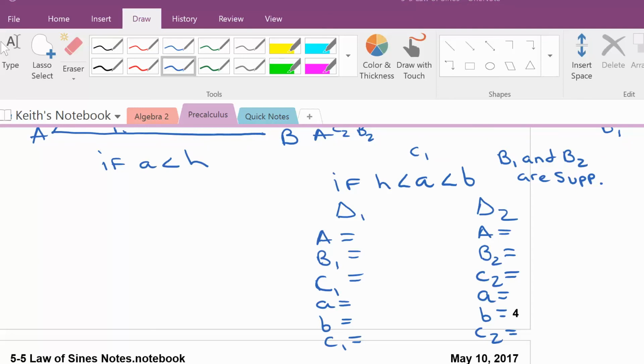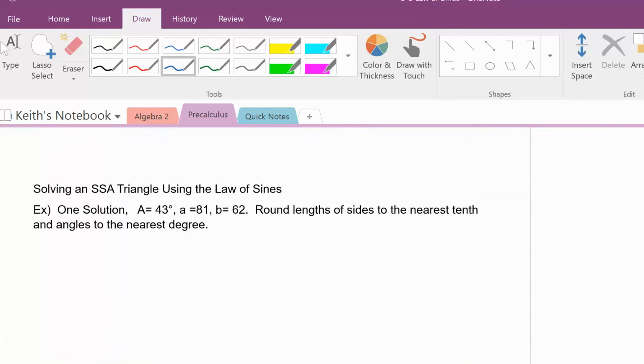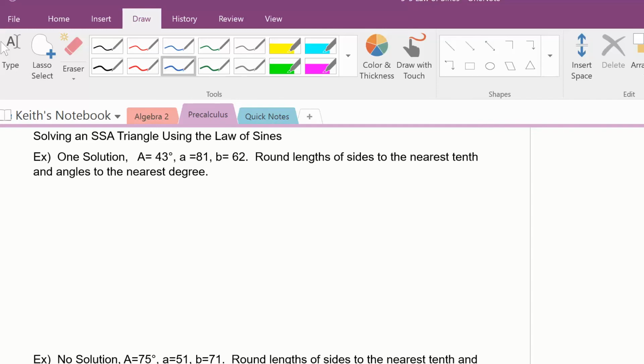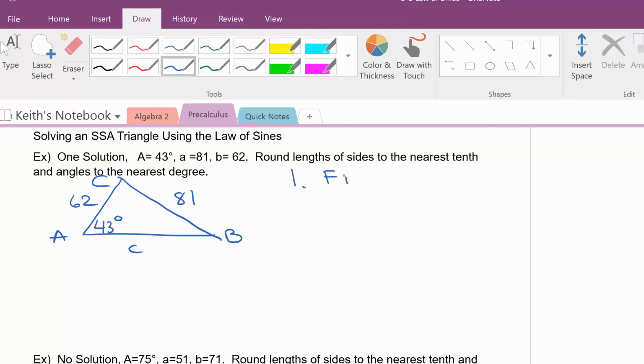So let's look at some examples. So let's look at one triangle that has one solution, and here's how we're going to tell. So the first thing we're going to do is draw the triangle, like we always do. So we're going to put angle A is 43, side A is 81, side B is 62, and then we have side C there.